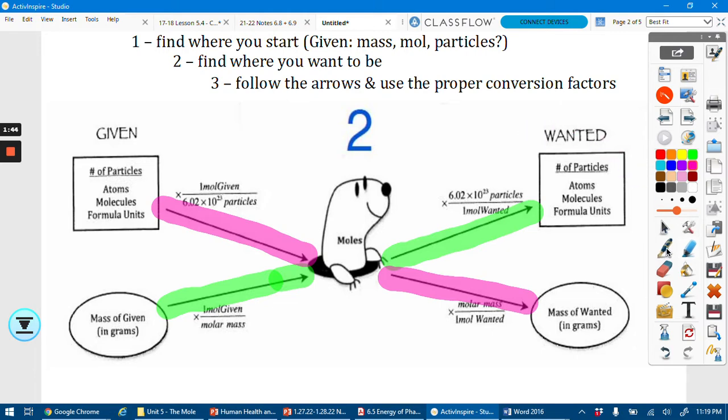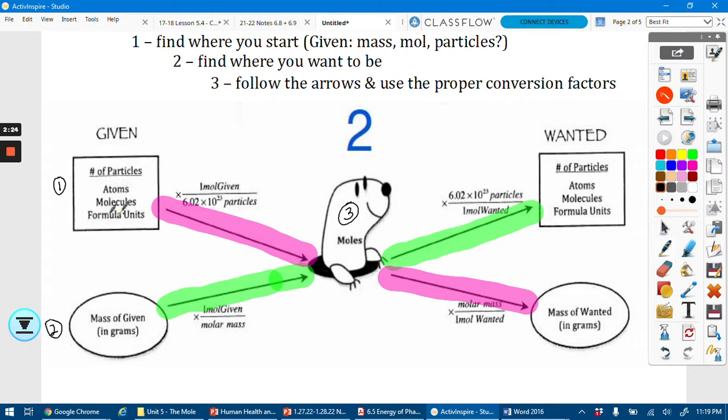So I suggest that you find where you start. So look at the units that you're given. Is it grams for mass? Is it moles? Is it atoms? Is it molecules? Formula units? Some type of particle. So figure out where you're starting. You can start up here in the top left, you can start here on the bottom left, or you can start here in the middle at the moles. So those are your 3 starting places. You're never going to start over here on the right.